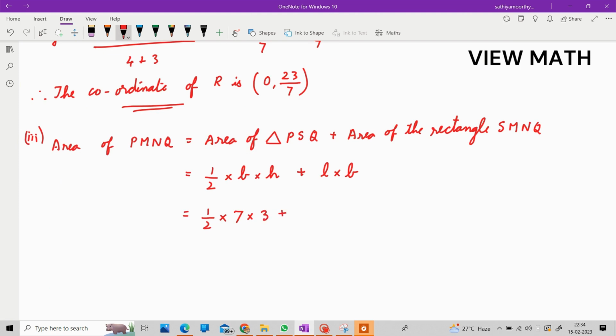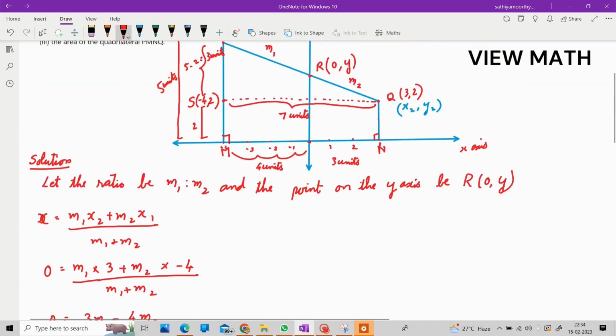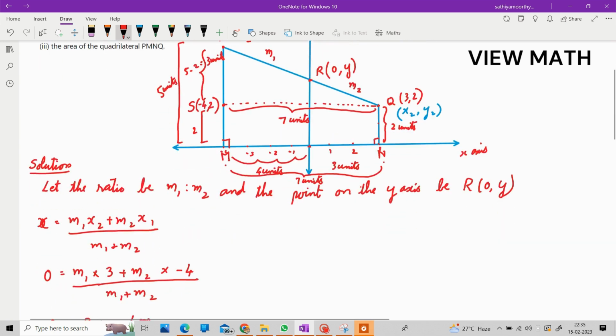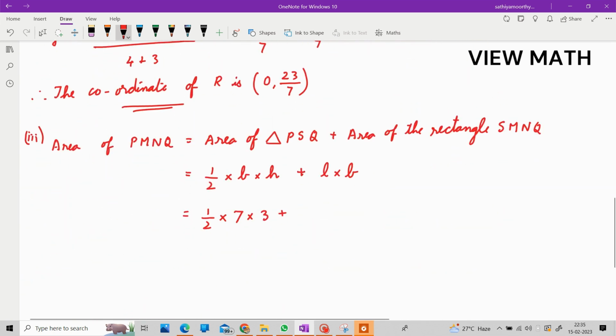Now coming to the rectangle, length into breadth. Length of the rectangle is M to N. So this whole length is the length of the rectangle. Just now we found out it is 4 units plus 3 units. So it is 7 units is the length of the rectangle. Height of the rectangle is 2 units. So length into breadth is 7 into 2. So let me substitute 7 into 2.